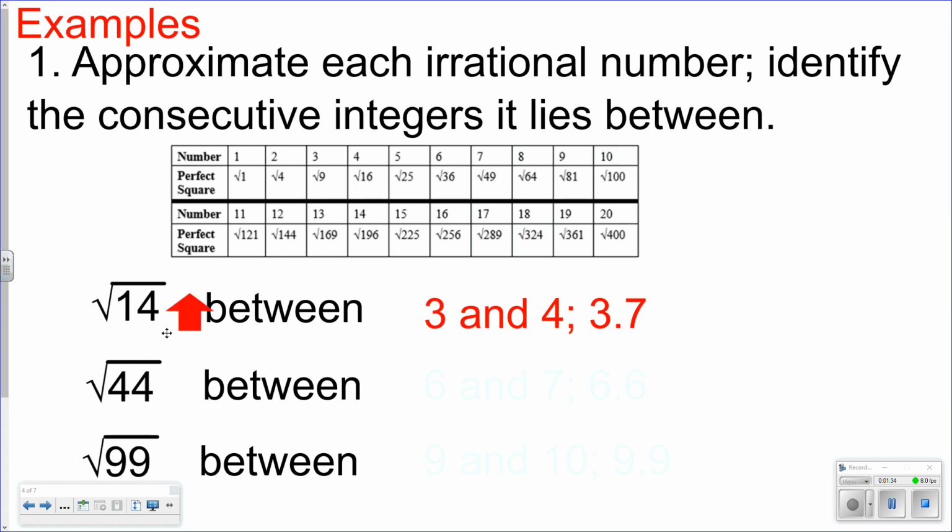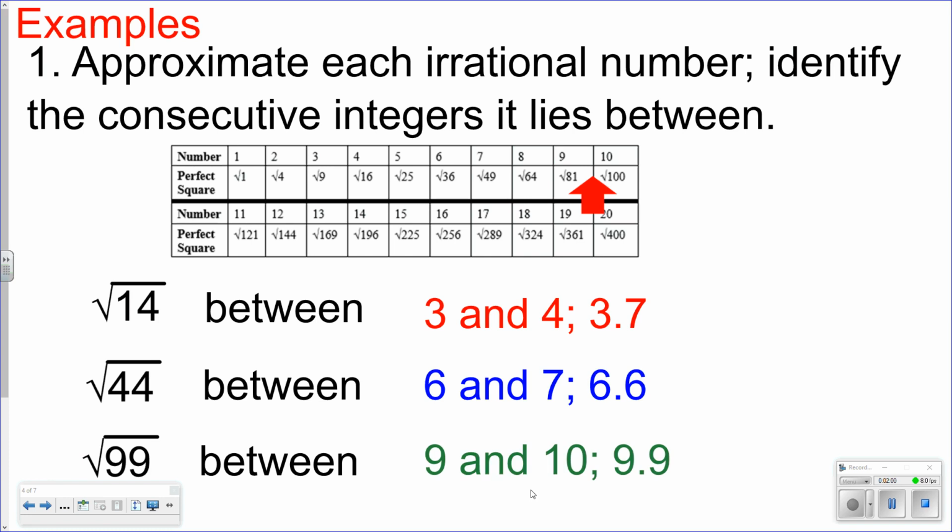All right, square root of 44. That is between, right here, between 36 and 49. So it's between 6 and 7, and it's pretty close to the middle, but maybe I'll go 6.6. And the square root of 99, that's over here, between the perfect squares of 81 and 100, but closer to the 10. So it's between 9 and 10, but I'm going to go with 9.9.